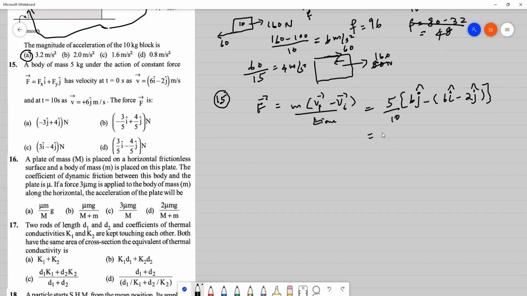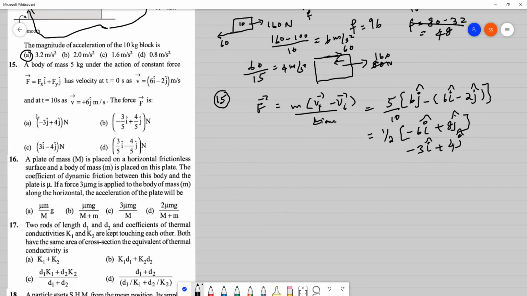So this will be half times. So this is minus 6J. This plus 8J. Minus 6I, sorry. It's minus 6I. Plus 8J. So that should give you minus 3I plus 4J. So this is the right answer. So here minus 3I.